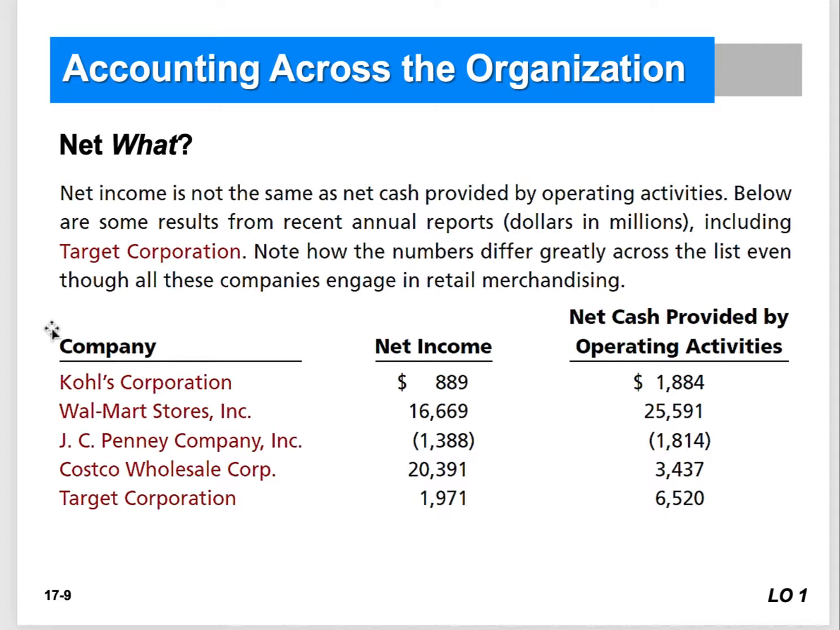Look at Walmart, right? Walmart had low net income, 16,669, but the net cash that was generated from their operations was 25,591. Okay. Look at Costco, right? Costco, they're huge. Look at that net income, 20,391,000, right? But how much cash did they generate from operating? What's that net cash?